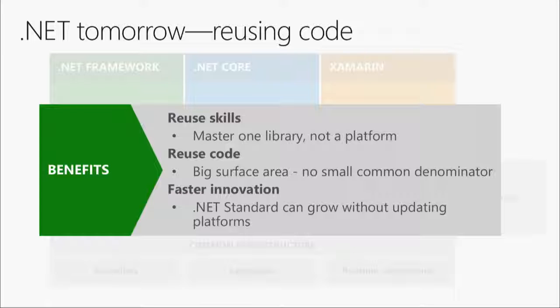With portable class libraries, you can only reference the APIs that are available in each of the platforms that you set your portable class library to target. With .NET Standard, that is no longer the case. And finally, .NET Standard can grow without updating platforms. I mean, you can iterate on the .NET Standard and change the version number, and existing platforms just don't have to update that they support that version until they're ready. So you can still share your code for those platforms, but you can continue to innovate faster.